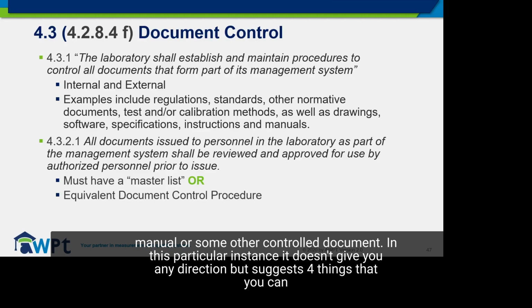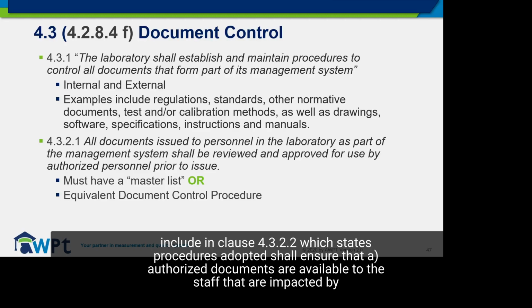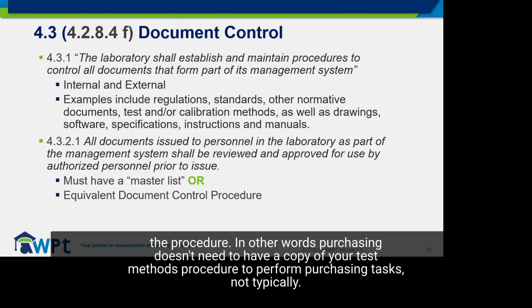In this particular instance, it doesn't give you any direction, but suggests four things that you can include in clause 4.3.2.2, which states procedures adopted shall ensure that A, authorized documents are available to the staff that are impacted by the procedure. In other words, purchasing doesn't need to have a copy of your test methods procedure to perform purchasing tasks. Not typically.